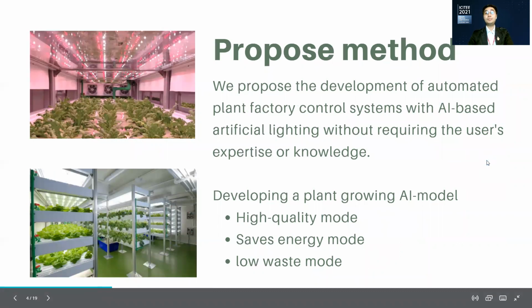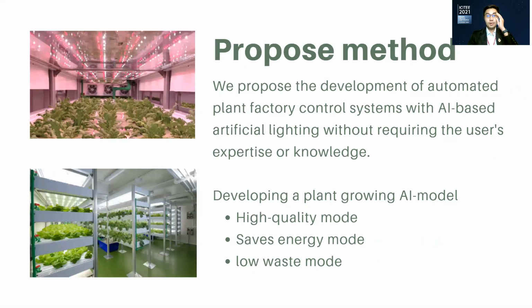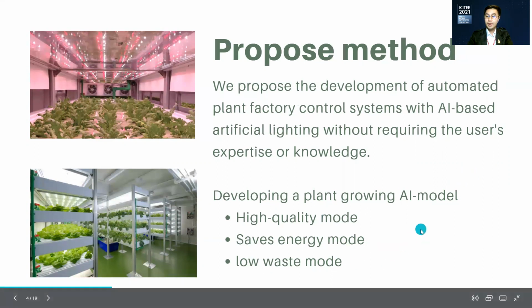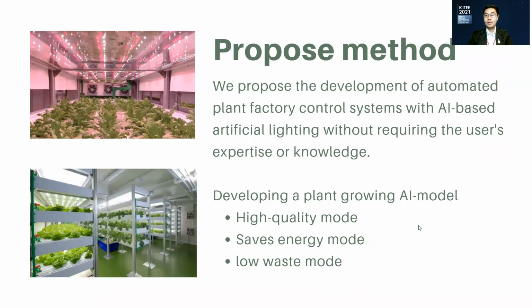So for our proposed method, we propose the development of an automated plant factory control system with AI-based artificial lighting, without requiring user expertise or knowledge. We aim to develop the plant growing AI in three models. The first is a high quality model. The second one is a save energy model. Then the last one is a low waste model.